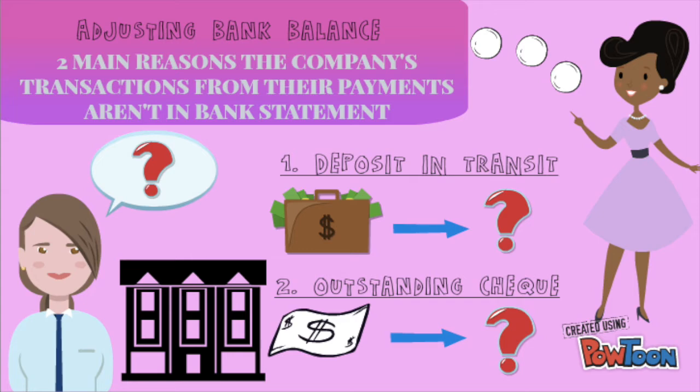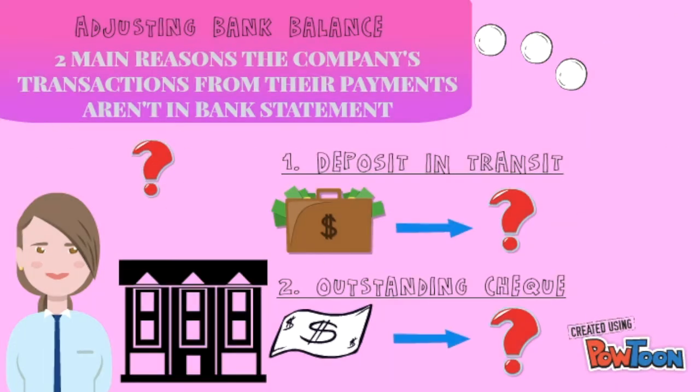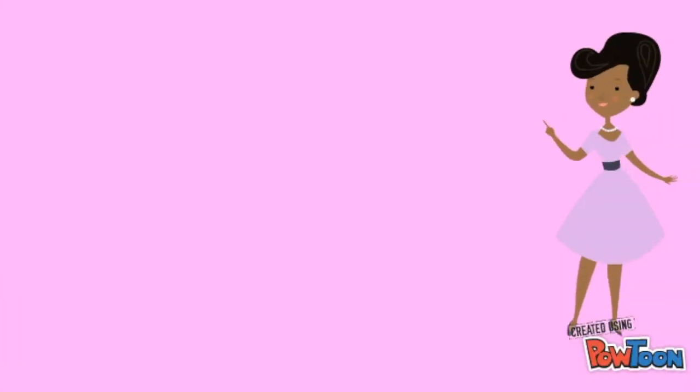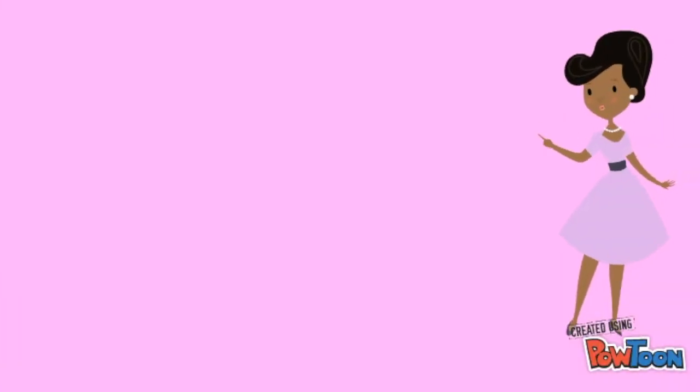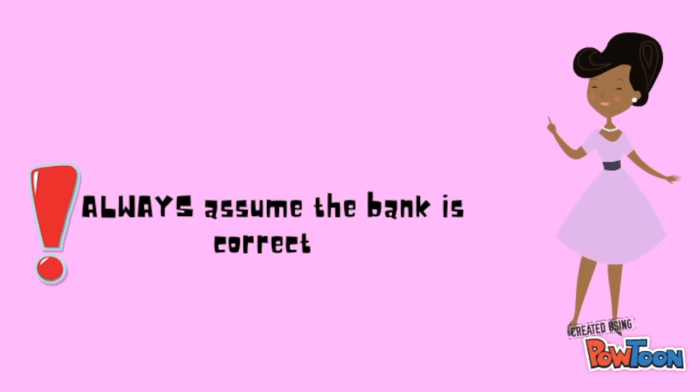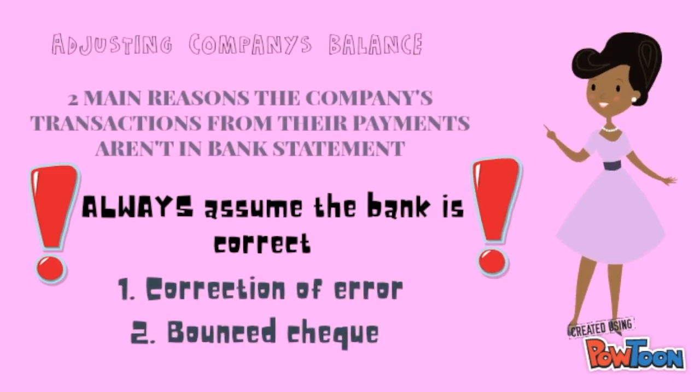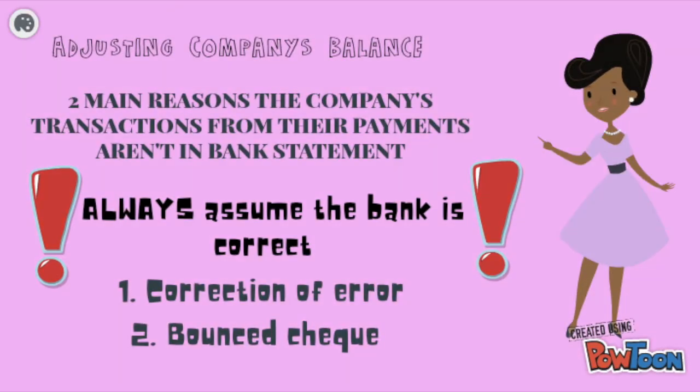An outstanding check is a check that has been distributed by the company but has not cleared the bank statement as of that statement date. Also, when adjusting the company's balance, there are two main reasons that the company's transactions from their payments aren't in the bank statement. So these two reasons are the correction of error and a bounced check.